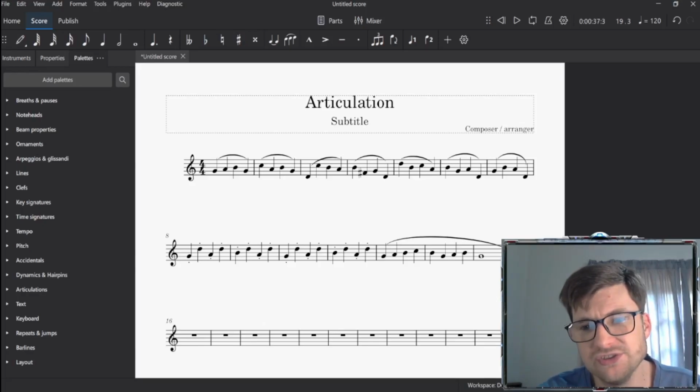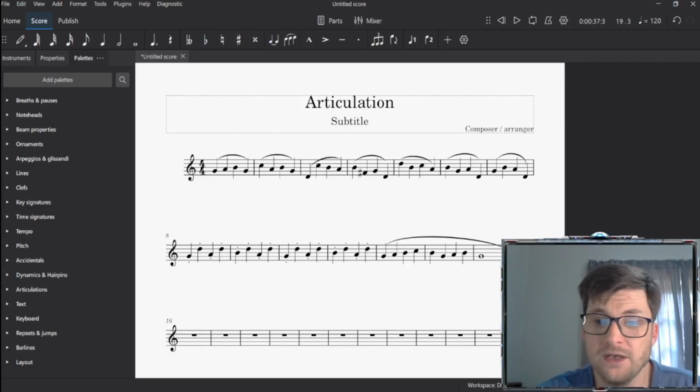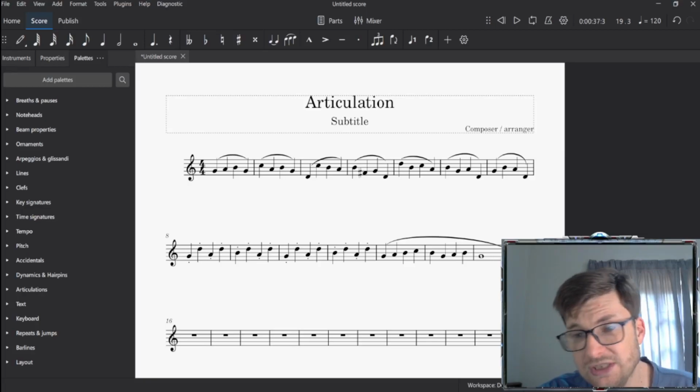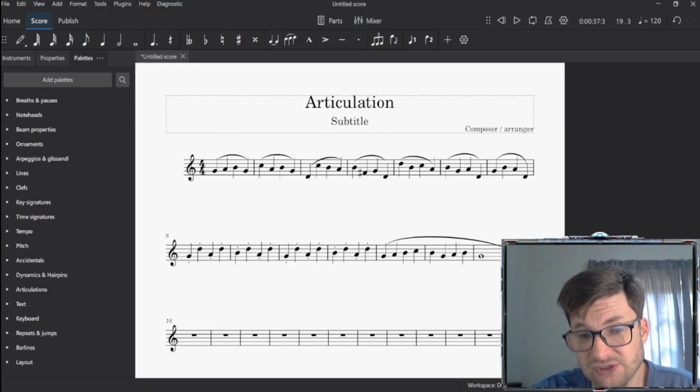And one way to do this is to look at the slurs in the music and to think of each group of slurred notes as a separate phrase. So wherever we see a slur, those particular notes should flow into each other. When done well, articulation is barely noticeable when it's present and very noticeable when it's missing.